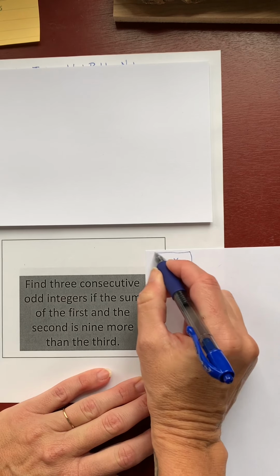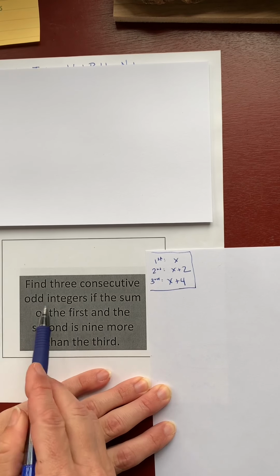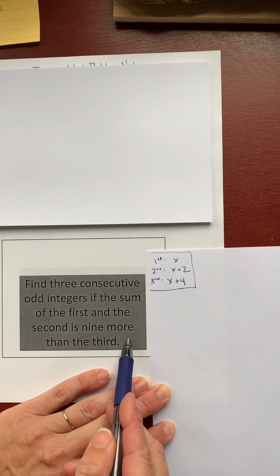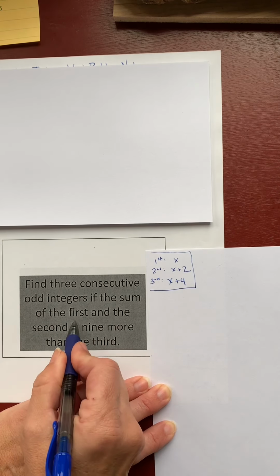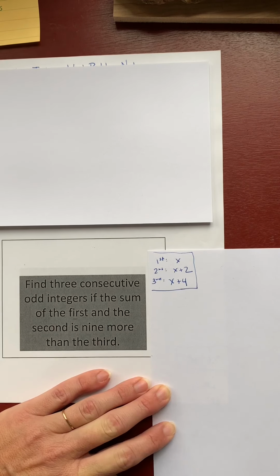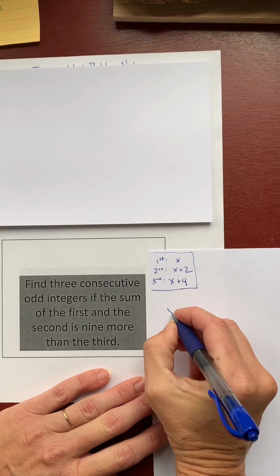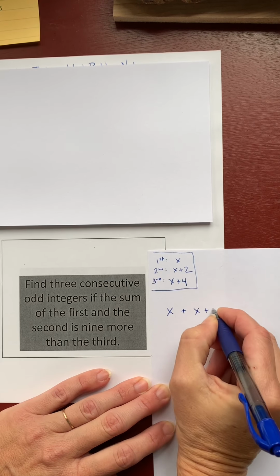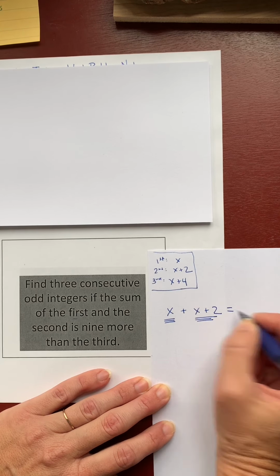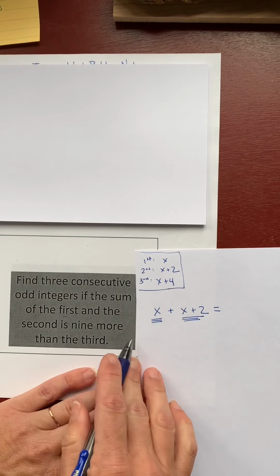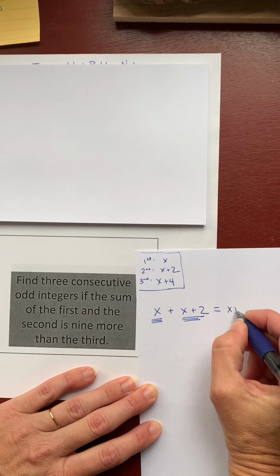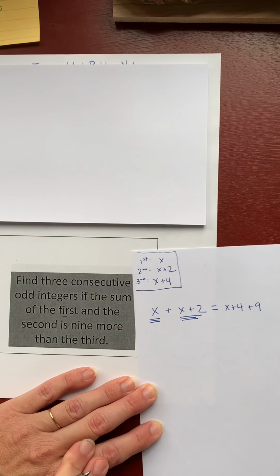So those are my 3 consecutive odd integers. I need this every time. So find 3 consecutive odd integers if the sum of the first and the second is 9 more than the third. That's my big equal sign. So the sum of the first and the second: here's the first, here's the second, and the sum of them equals 9 more than the third. "More than" is a turnaround word, so I have the third plus 9. There's my equation.